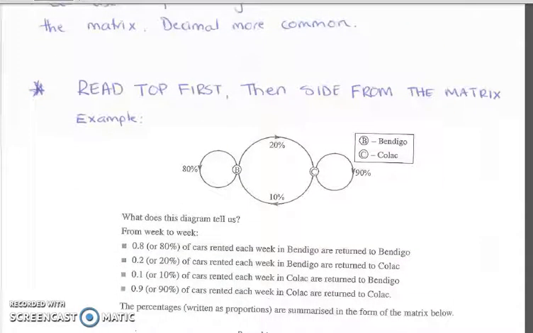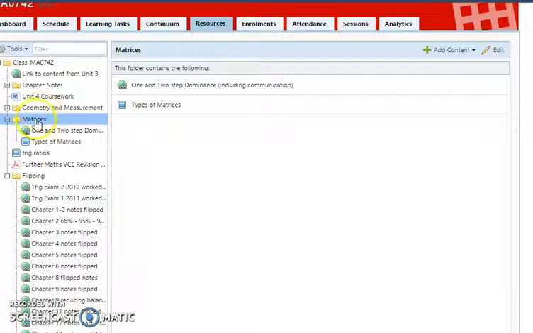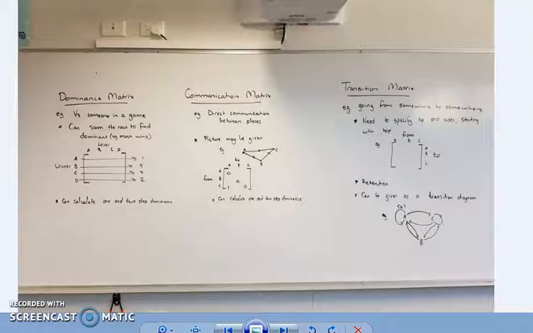calculations. So in this case, we read the top first, then we read the side. And it's very important that you understand when you read the top then the side, or when you read the side then the top. And how you can find out this is if we go to Compass, and under matrices, there's types of matrices pictured here. Now that's from one of my board notes.